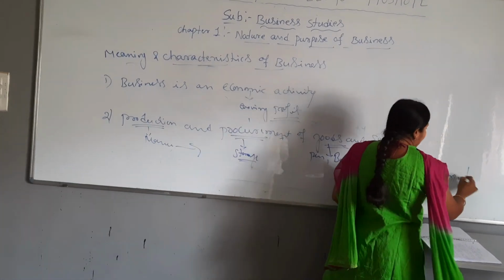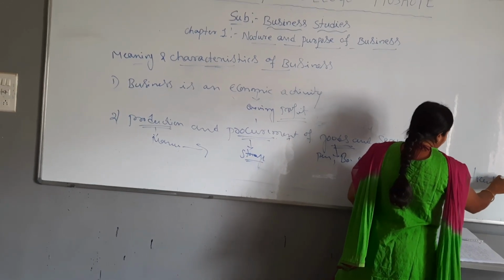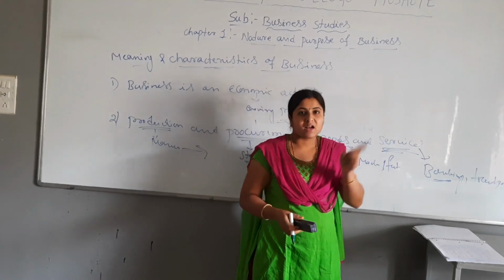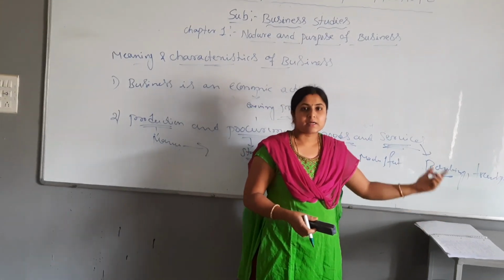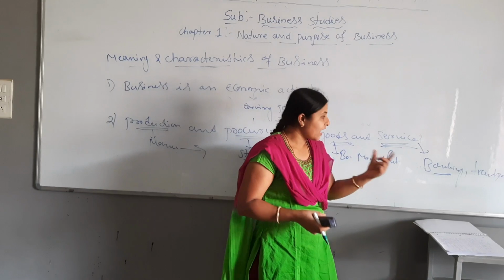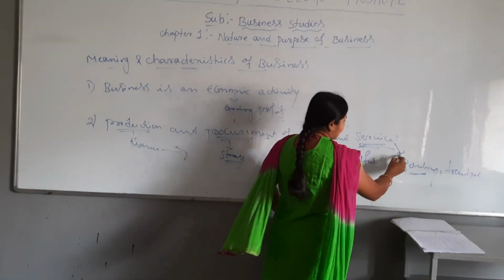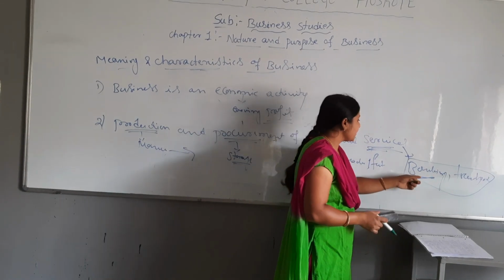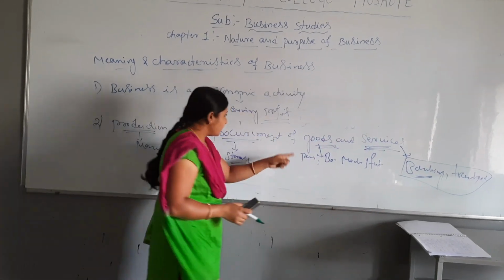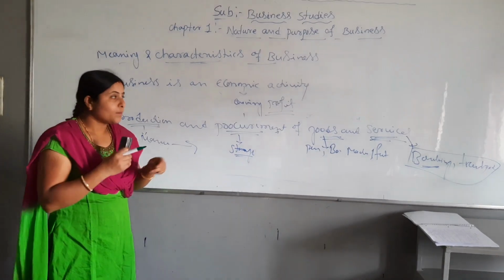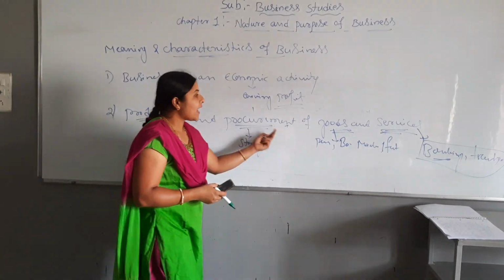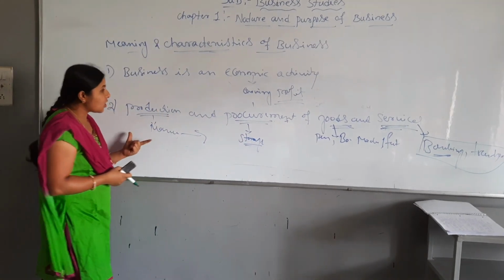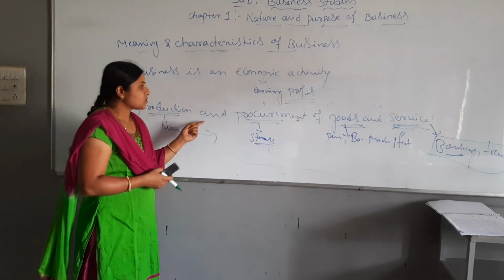Then transport. After producing the goods, we transfer them from the manufacturer to the ultimate consumer, the final consumption. So transportation is considered as a service. Banking and transportation are considered as services. On the basis of this, business can be production, procurement, and sale of goods and services. This is also one of the main characteristics of business.